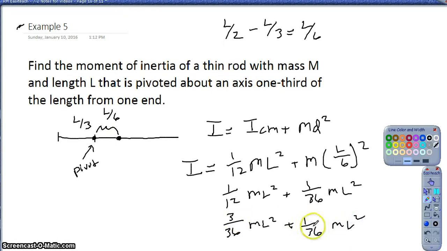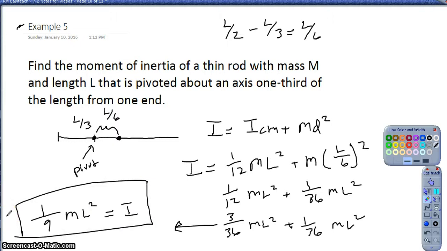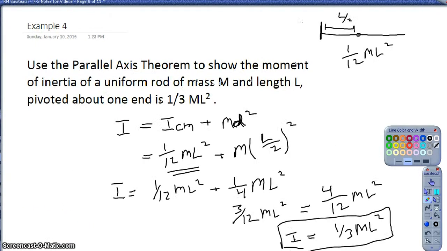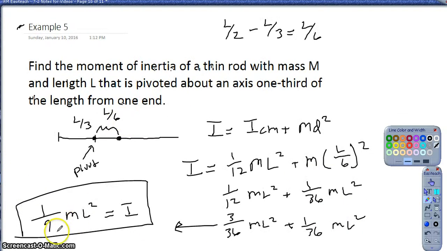So then that becomes 4 over 36, or better yet, I'll just write it over here, 1/9 ml squared. So my moment of inertia about that pivot point would be 1/9 ml squared. And notice, if I'm choosing something other than the center of mass, what's happening to the coefficient in front? On the last example we saw, the coefficient was 1/3, which was much bigger. This example, which was still off-center, is 1/9, which is still bigger than 1/12.